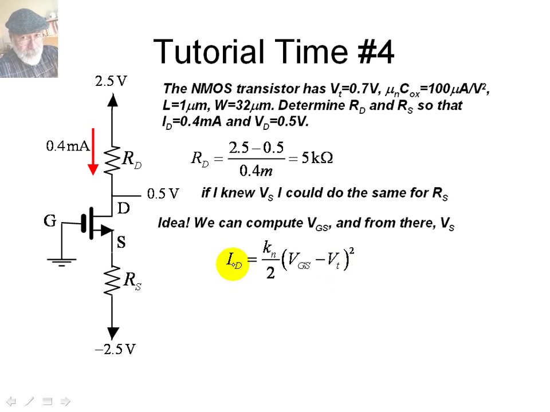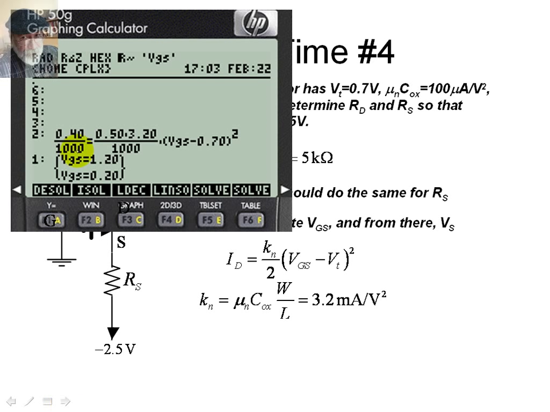What do we know there? We know ID, the current in the drain, is 0.4 milliamps. Kn we can compute. We have Vt is 0.7 volts, given up here. Oh, we can compute VGS. This is a quadratic equation. It's very easy to find that, right? Kn is 3.2 milliamps per volt squared. I've used the values given as part of the problem. We enter that and we have an equation with only one unknown, VGS.